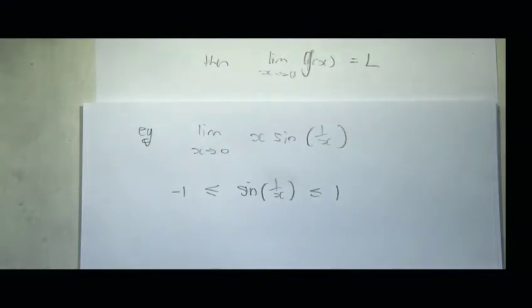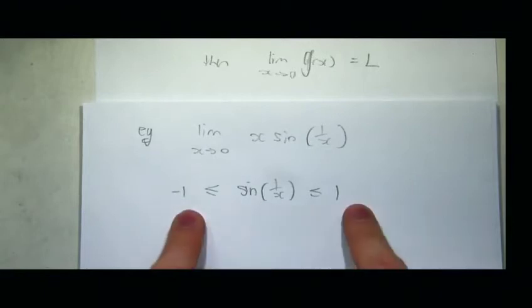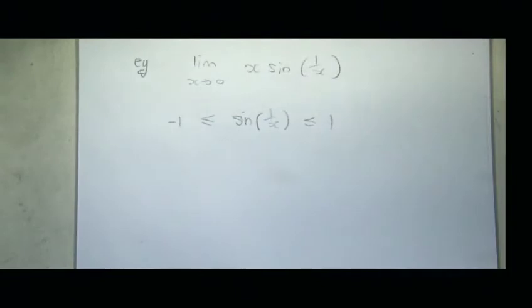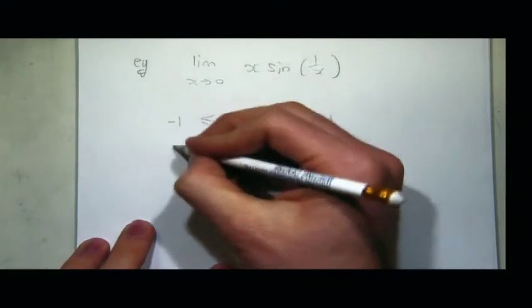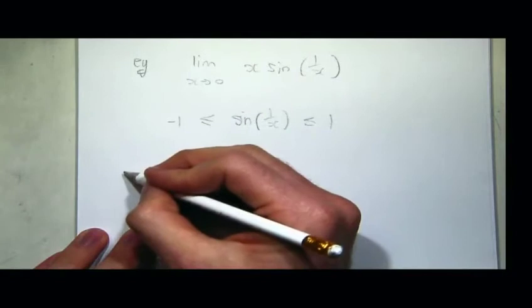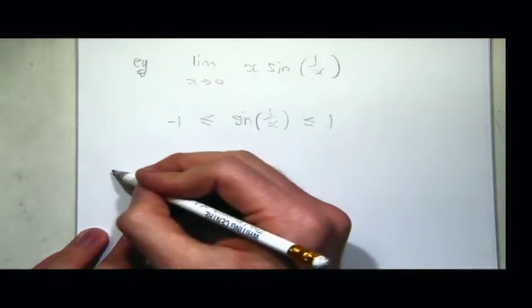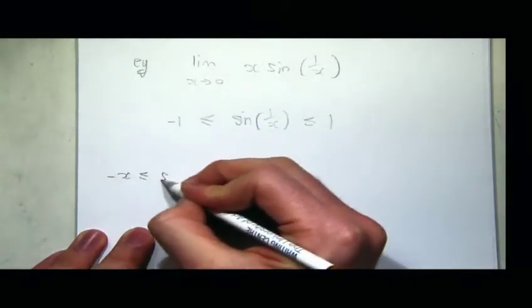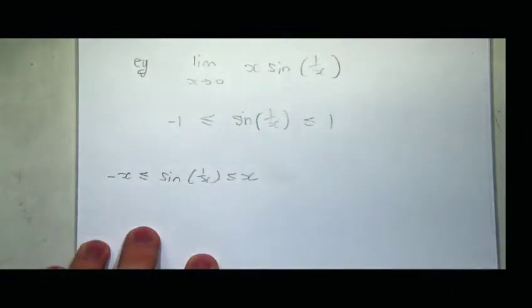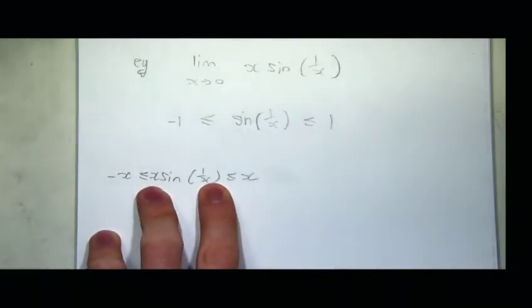Then I try to take this inequality and do something to it to produce the function I want. There's a technical issue here, so I'm just going to have to deal with it separately. If I multiply everything by x, I'll get minus x is less than or equal to x sine 1 over x, which is less than or equal to x. Which is great. X sine 1 over x is the function I'm looking for.